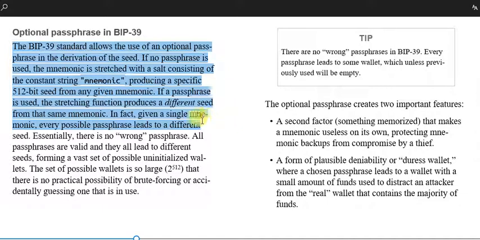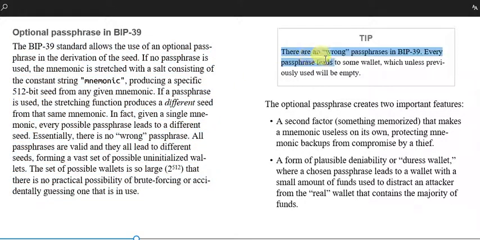Essentially, there is no wrong passphrase. All passphrases are valid and they all lead to different seeds, forming a vast set of possible uninitialized wallets. The set of possible wallets is so large, 2^512, that there is no practical possibility of brute-forcing or accidentally guessing one that is in use. Tip: there are no wrong passphrases in BIP39. Every passphrase leads to some wallet, which unless previously used will be empty.